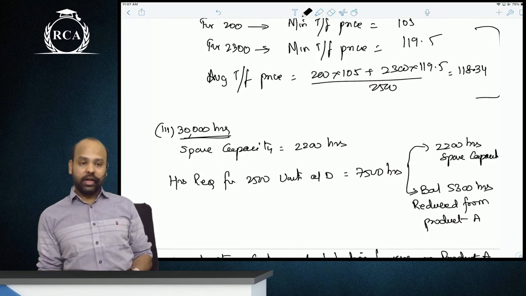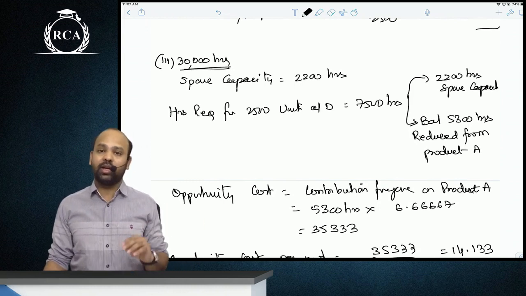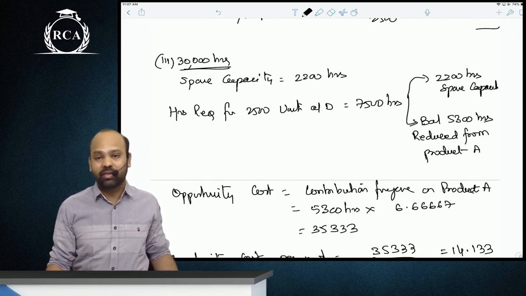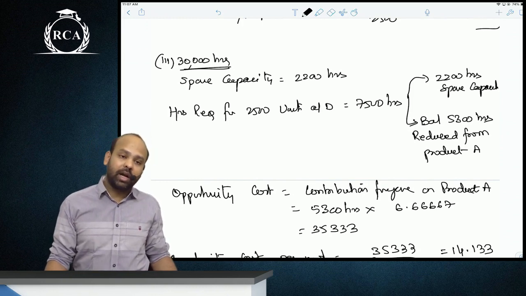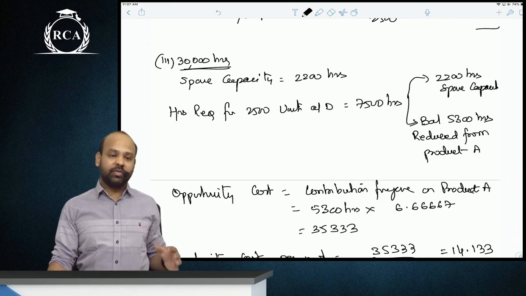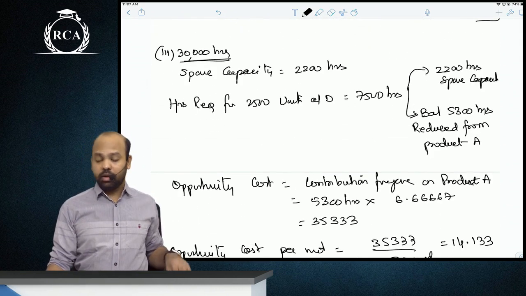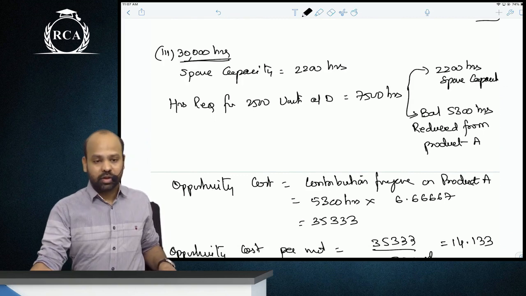You can do the alternative approach as well, beta. For 2,200 hours, beta, you can manufacture 766.67 units. For that, the minimum transfer price, beta, would be 85. For the remaining units it will be 105. Average, beta, would be 99.133. Okay.